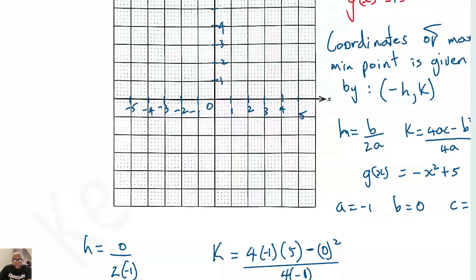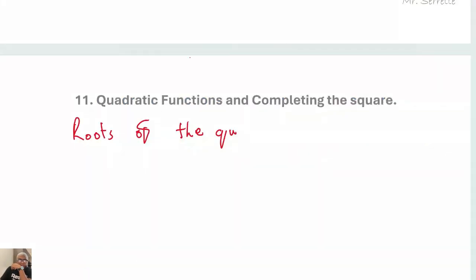Here will be 5. Here will be negative 1, negative 2, negative 3, negative 4, negative 5, right? So label out a graph with these things, right? And then let's sketch. Right, so we need the roots of the quadratic.